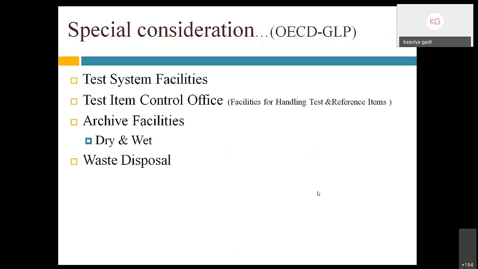Now, as we saw, OECD GLP principle document one emphasized details about test system facilities, test item control office, which is the facility for handling test and reference items, and RQ facility and waste disposal. When it comes to RQ facility, we are going to discuss dry and wet. However, you need to take one point into consideration: these are the OECD document one, but when you see the FDA GLP, that adds equipment in this section. In terms of facility, FDA GLP says buildings and equipments, whereas we have these four items emphasized in OECD GLP.